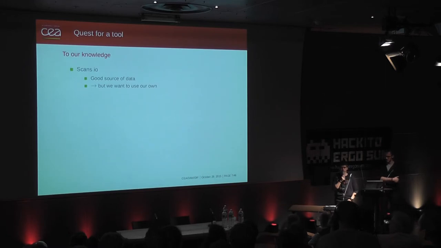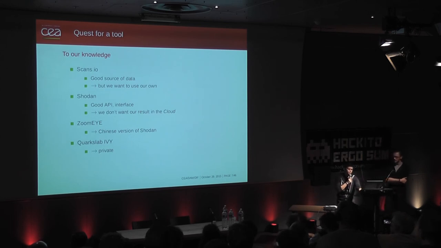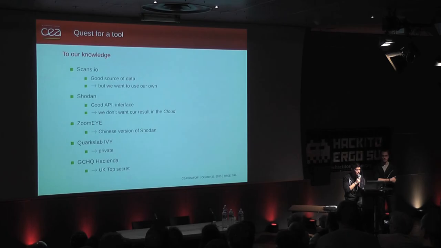So there are tools to deal with this. For instance, there is scans.io. It's a very good source of data, but we want to use our own. Then there's the well-known Shodan, with a very good API and a nice-looking interface, but we don't want our results in the cloud. Then you have ZoomEye, if you know it. This is the Chinese version of Shodan, of course. Of course, there is one. And Quake, but it's private. And thanks to Snowden, there is the GCHQ agenda, ex-UK top secret. And finally, we come to IVRE, drunk in English, which is open source, developed also by our colleague.